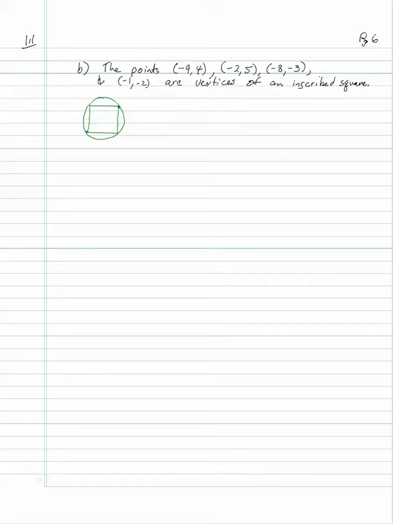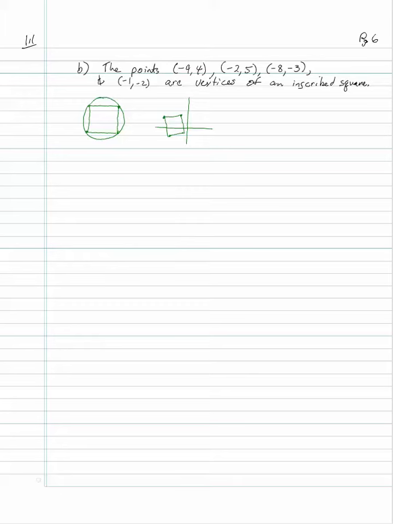And again, I'm not doing this to scale, but or maybe I should. Negative 9, 4, roughly there. Negative 2, 5, there. Negative 8, negative 3, right about there. And negative 1, negative 2, right about there. Again, it's not to scale, I just want to get an idea.